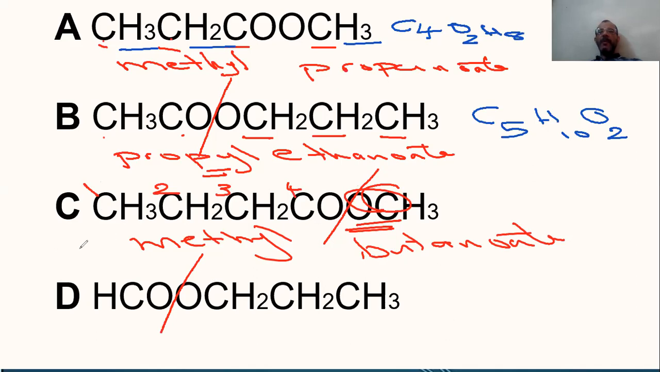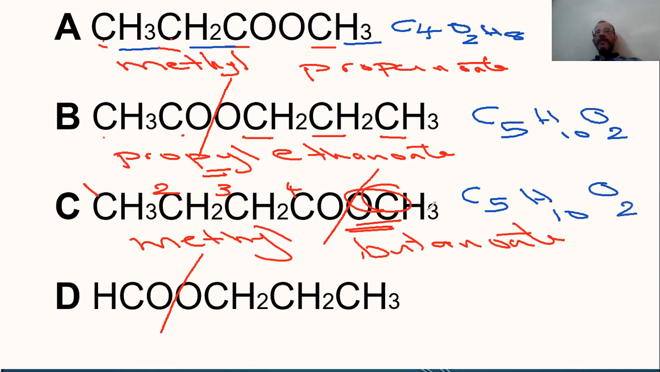How many carbon? 1. Methyl, 1. Butanoate 4, so it will be C5. 1, 2, 3, 4, and 5. How many H in the compound here? 3 and 2 equals 5. 5 and 2, 7, and 3 equals 10. How many oxygen? 2.